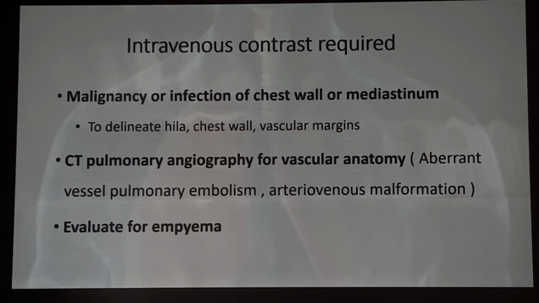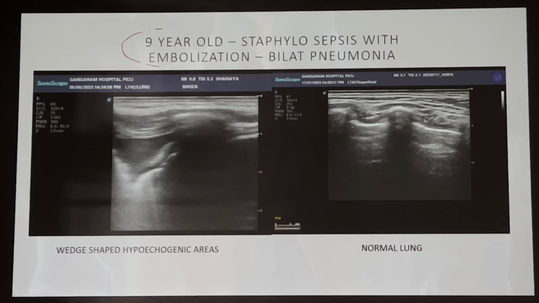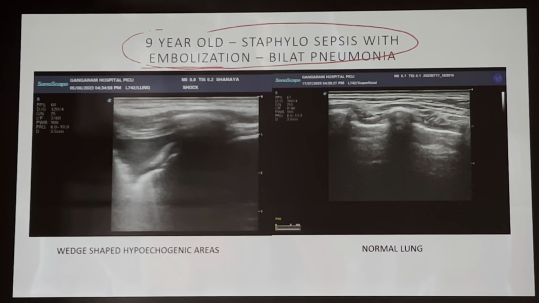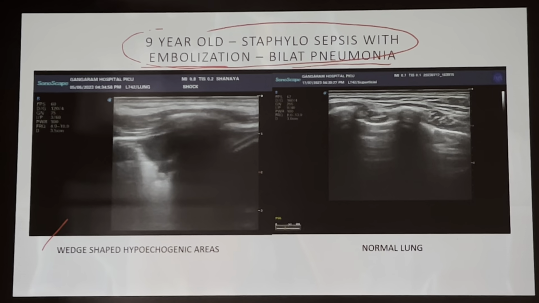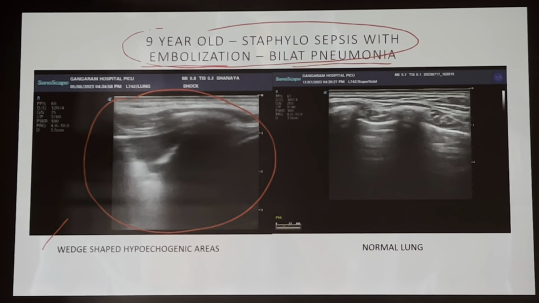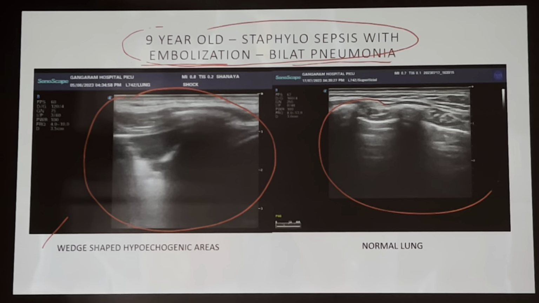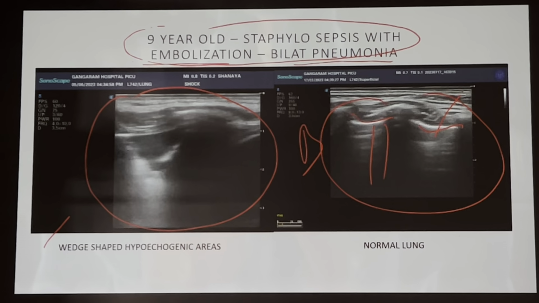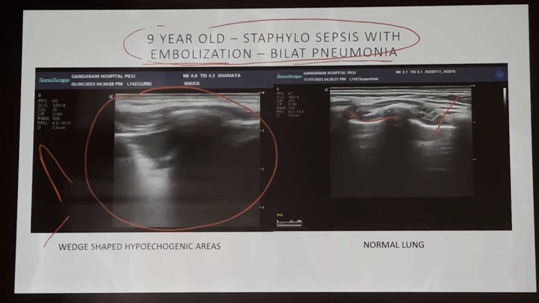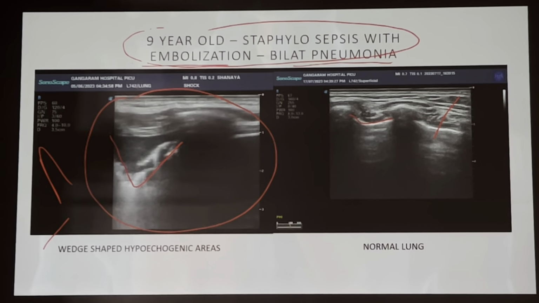I'm just mentioning one case who came to us around a month back. He's a 9-year-old with staphylococcus sepsis with probable embolization; the patient had DVT with bilateral pneumonia. I'm going to show you a wedge-shaped hypoechoic area. This is an ultrasound performed within 24 hours of the patient presenting to us. If B is a normal ultrasound, you can see the pleural line and the normal A line, but on A there is definitely a wedge-shaped opacity. This wedge-shaped opacity actually was an embolization.